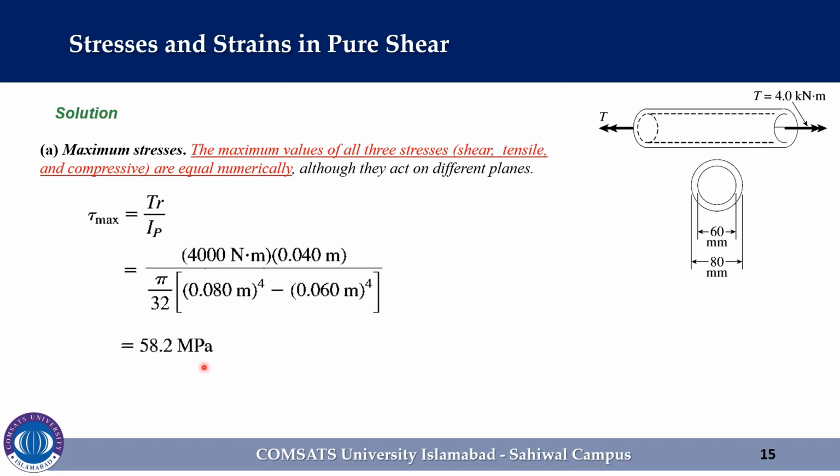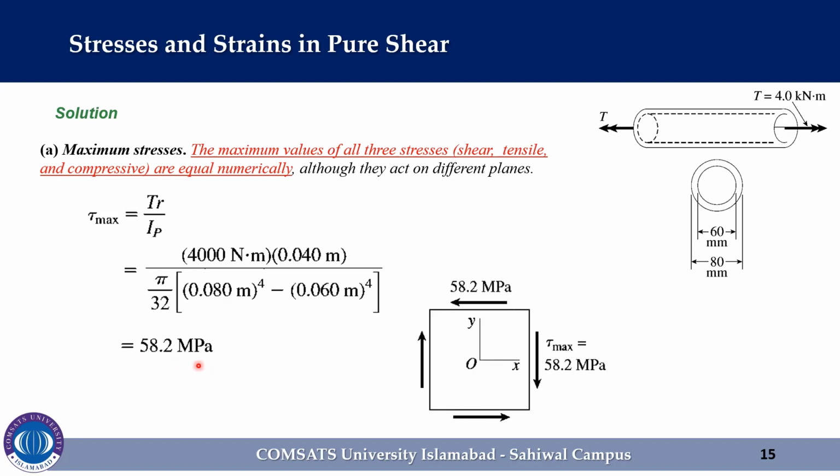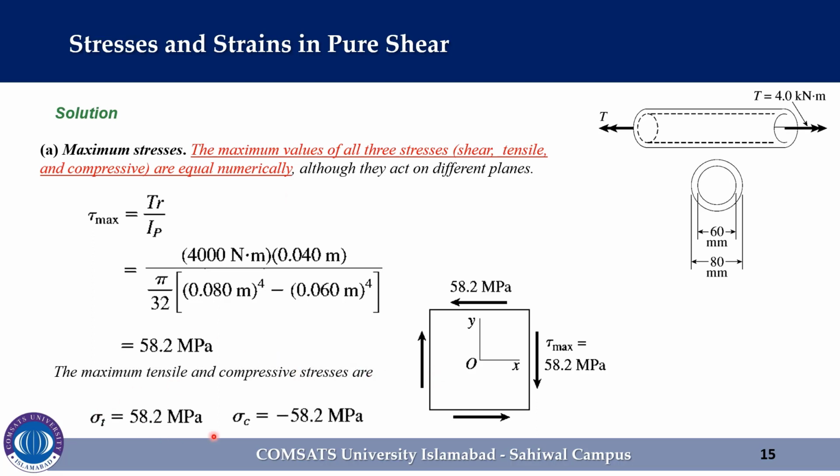The maximum shear stresses act on cross-sectional and longitudinal planes, as shown by the stress element in the figure, where the x-axis is parallel to the longitudinal axis of the tube. As we already discussed, the maximum values of all three stresses, shear, tensile and compressive, are equal numerically. So the maximum tensile and compressive stresses will be 58.2 megapascal and minus 58.2 megapascal. Here the subscripts T and C represent the tensile and compressive stresses respectively. These stresses act on planes at 45 degrees to the axis, as shown in the figure.